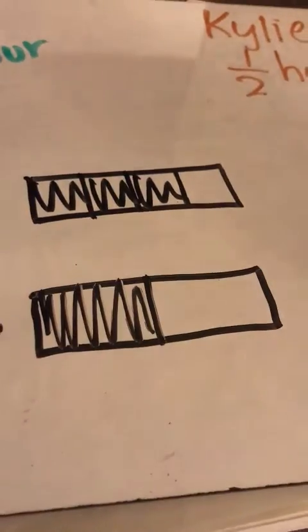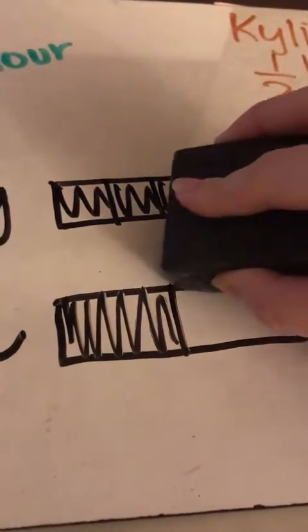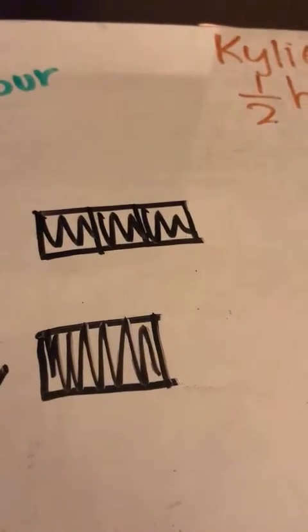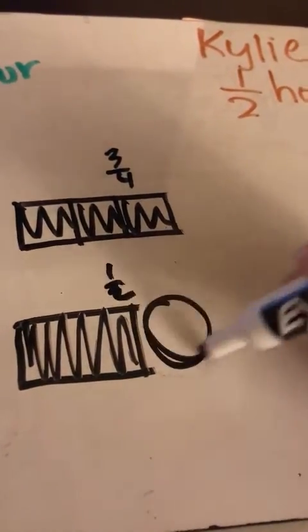Okay. So I'm actually going to erase the part that they did not spend time doing homework on, and then we're going to use that as a comparison model. So here we have Trey's 3/4 and Kylie's 1/2. We're trying to find this missing piece.